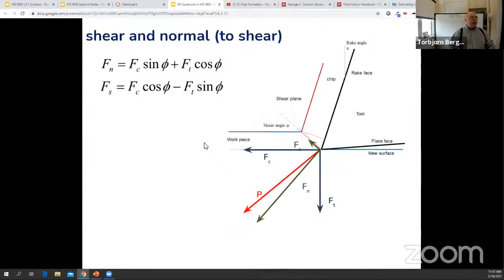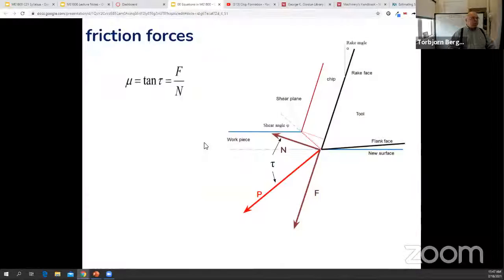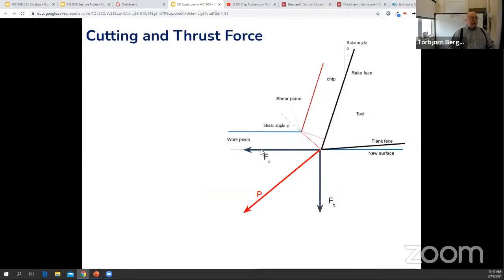Now, why might we know what the cutting force is? If we're doing an experiment in our machine, why would we know what the cutting force is?